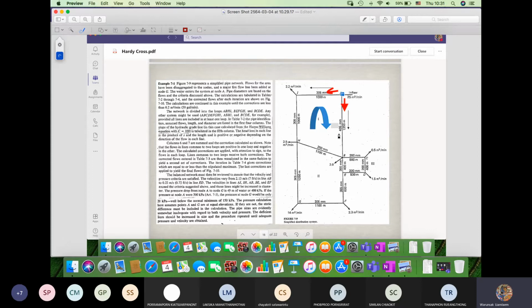Okay. So this one, the diameter is 405 millimeters. This one is 305 millimeters. It's roughly about the same, so you can assume it's like 13 cubic meters per second, but this one may be 12.